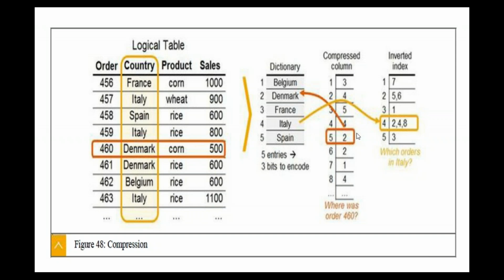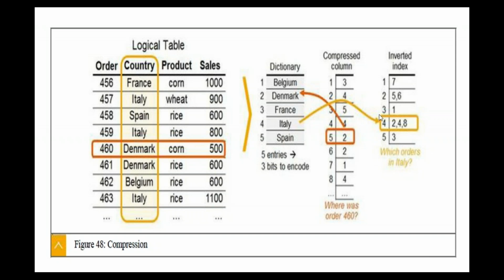Now let's see the 4. If you have 4, what is 4? Italy. So now we are getting the data based on Italy. For Italy, if you go to the inverted index for 4, 2, 4, 8 are linked. What do we mean by 2, 4, 8?